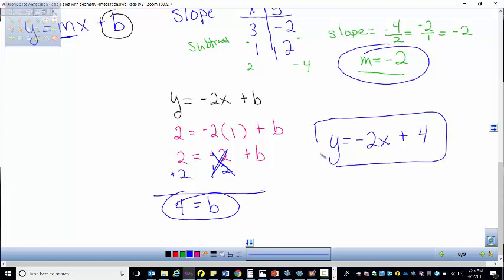All right, so hopefully you wrote down notes. If you did not write down notes, you need to go back and copy the notes. And after you copy the notes so you have them, then you need to go into Canvas and try the practice problems.